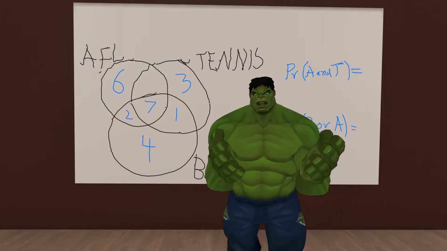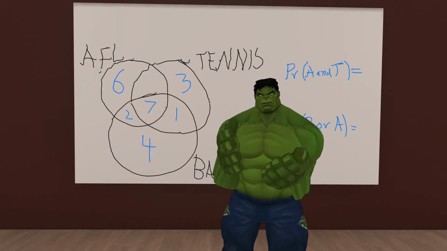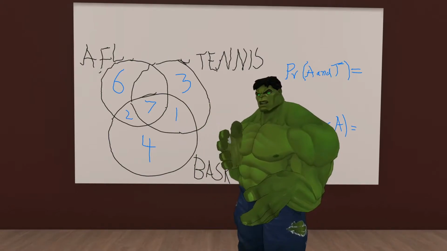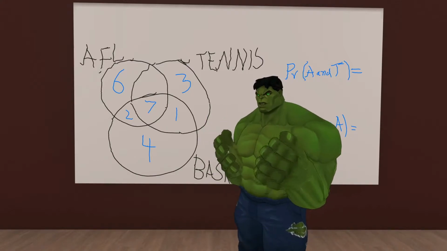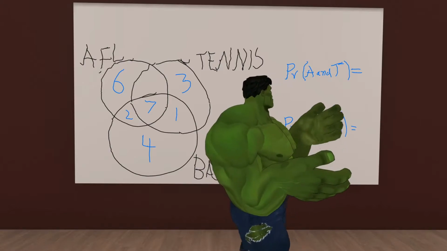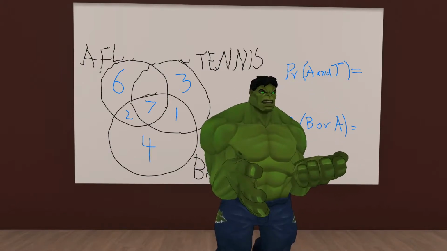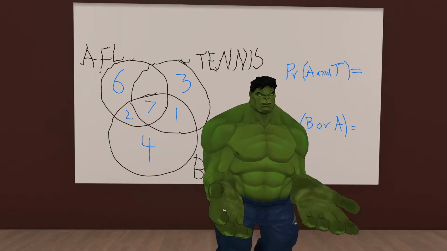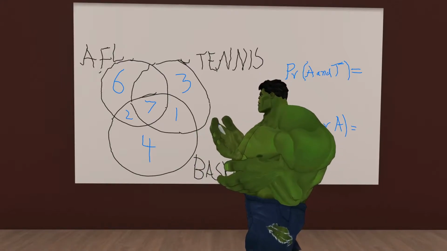Okay, let's have a look at some of that Venn diagram and probability communication. So here I've redrawn my Venn diagram and we're going to look at a few different style of questions. So the first one we're going to look at is what is the probability of picking someone who likes AFL and tennis? So AFL and tennis.